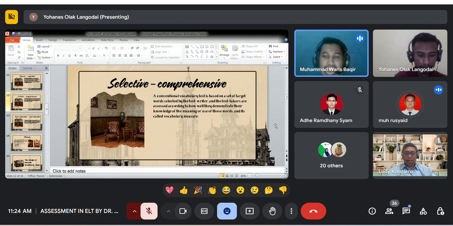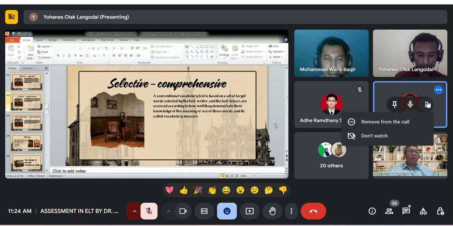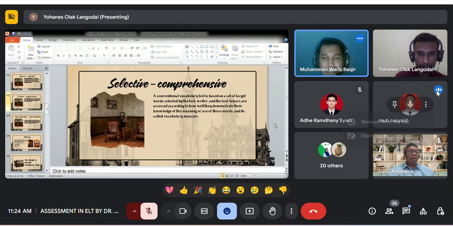The target words may either be selected as individual words and then incorporated into separate test items, or alternatively, test writers first choose a suitable text and then use certain words from it as the basis for the vocabulary assessment.